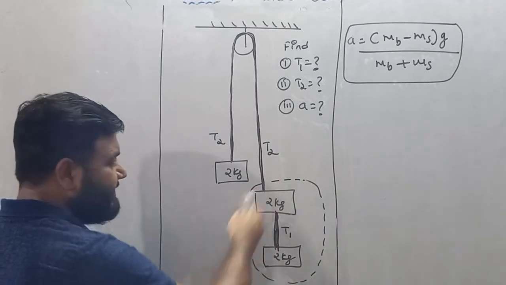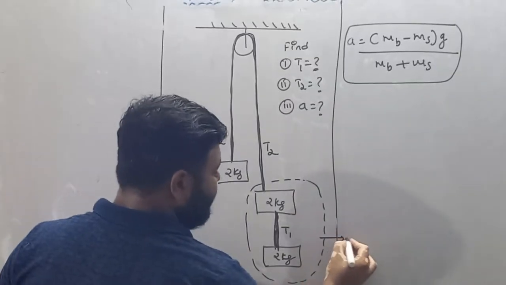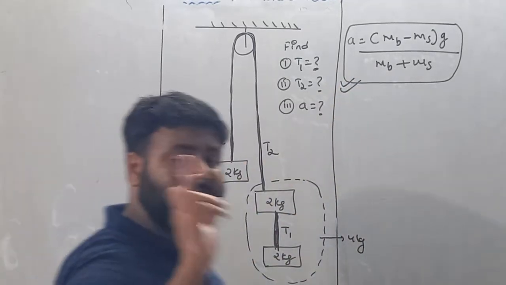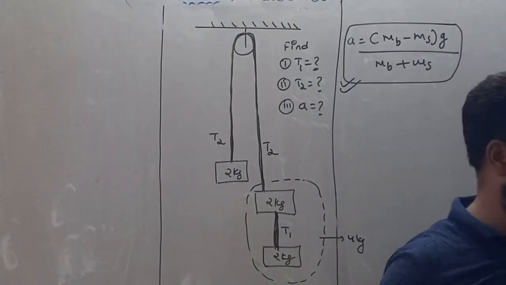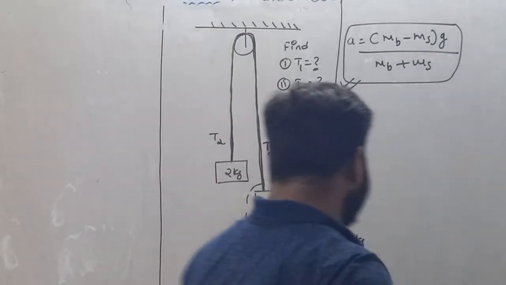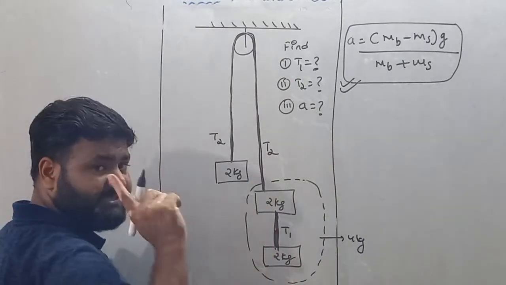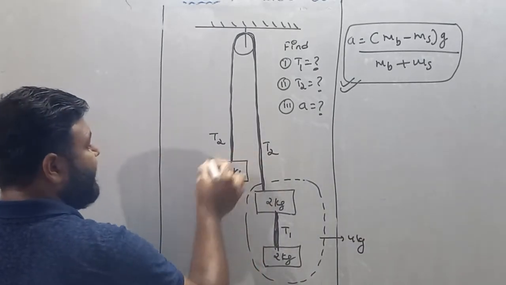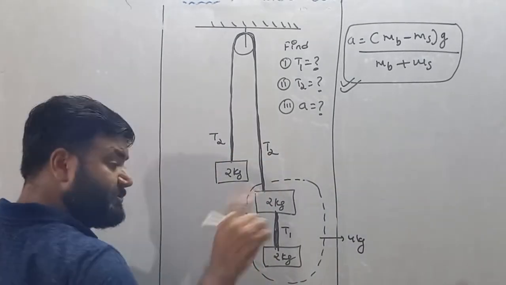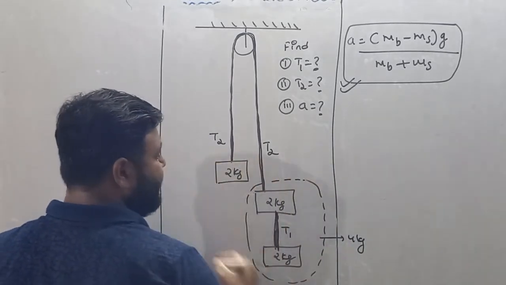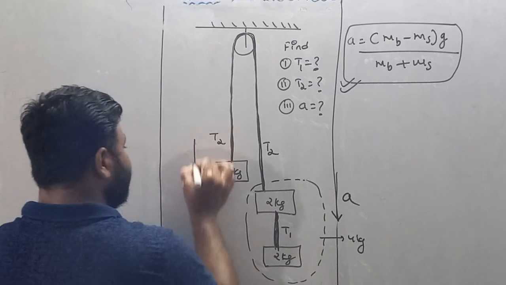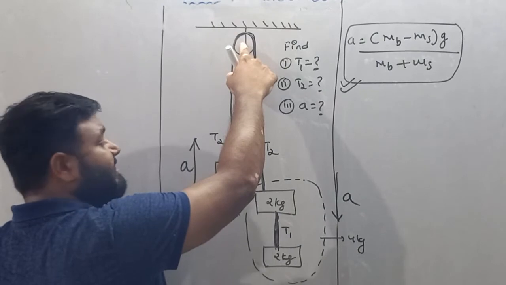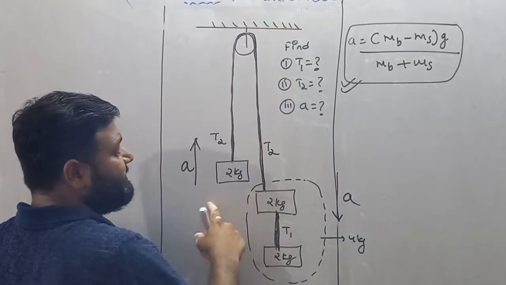In this situation, on this side the total mass is 4 kg. Remember, you have to apply the formula of acceleration in any circumstance, but you cannot apply the formula of tension if more than one rope is present. So consider both the blocks to be a single block and calculate its total mass. It is 4 kg, and on this side the mass is only 2 kg. So this mass is greater than this side mass. So this system goes down with acceleration A and this system goes up with acceleration A. As this is a fixed pulley, both sides' acceleration remains the same.